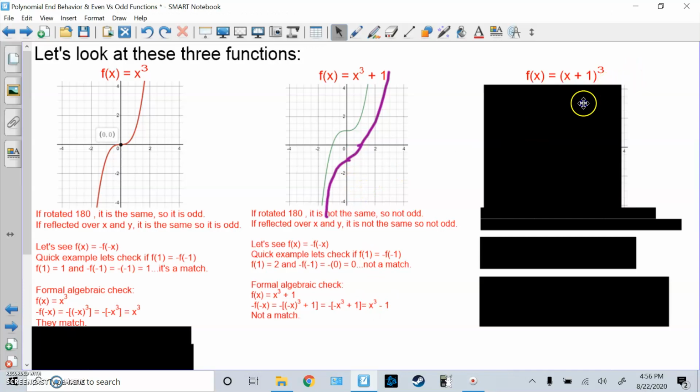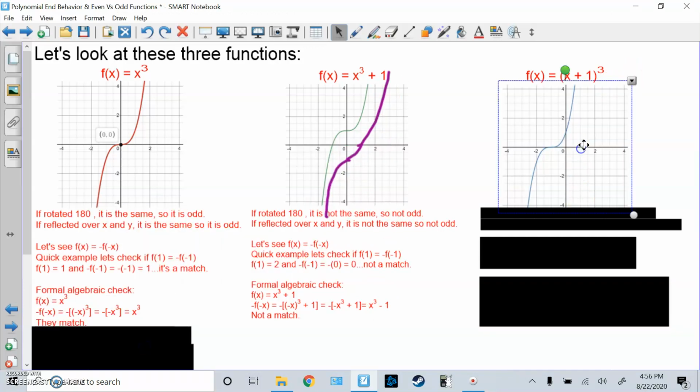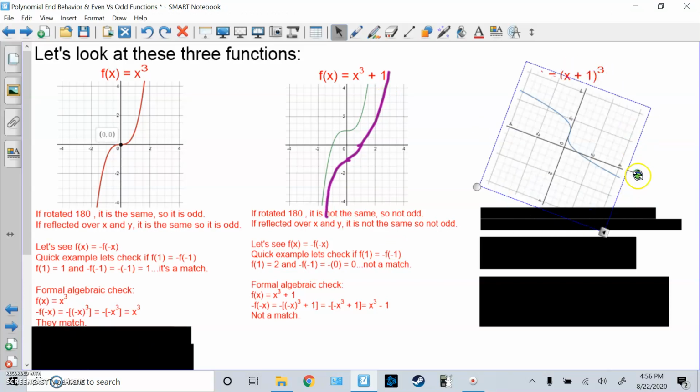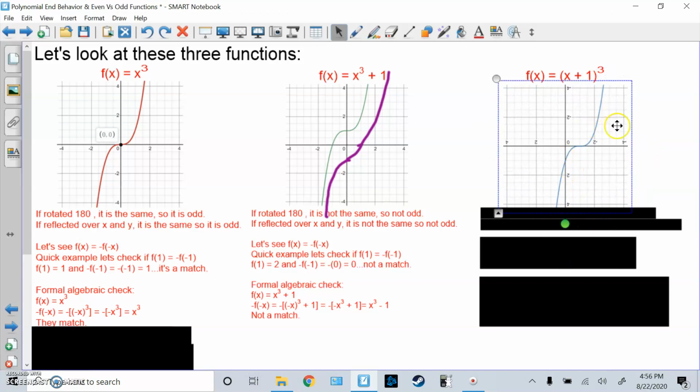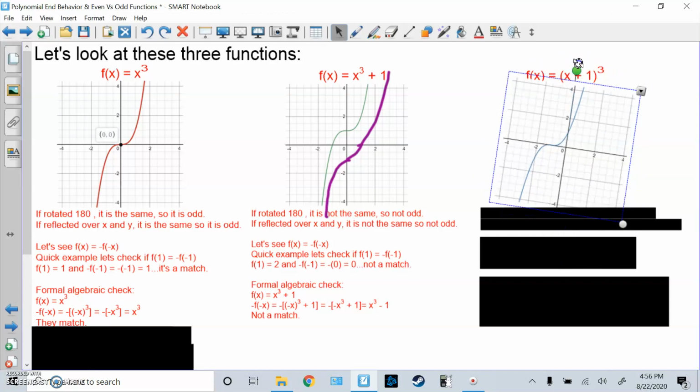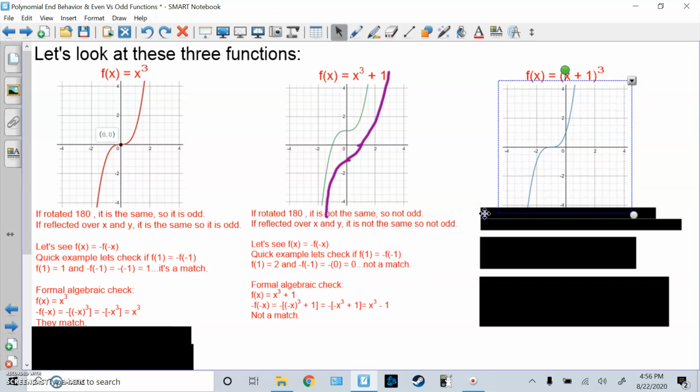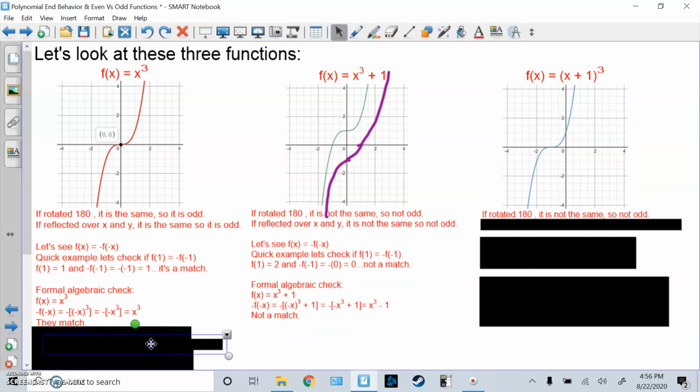And here's the last one right here. X plus 1 all cubed. Here's the graph. If I turn this upside down, will it match? It's all on the left side right now. If I graph this, I flip it, it's now on the right side, so it's definitely not the same. Alright, so the flipping trick upside down did not work.